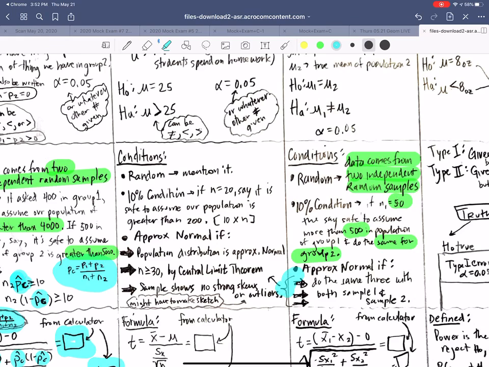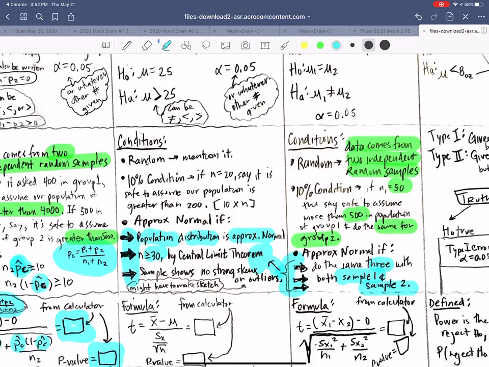And once again, you're going to want to do this group of 3 techniques, but you have to do it for both samples. So you may have to do a little sketch for both of the samples to make sure that there are no strong skews or outliers. Or you might get lucky and they might say both population distributions are approximately normal, so you're good to go. Or you could get lucky and both of the samples N is greater than 30.